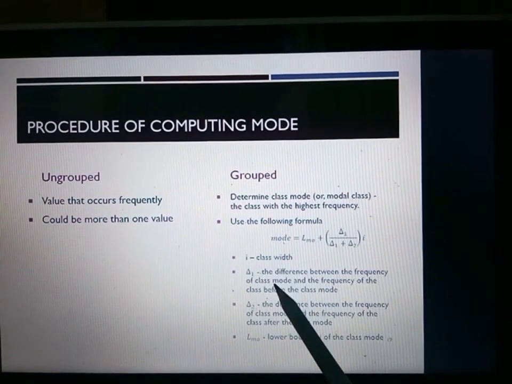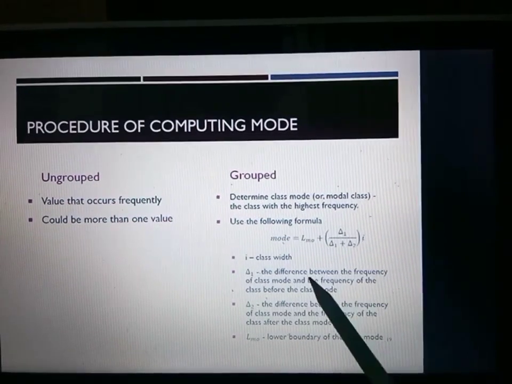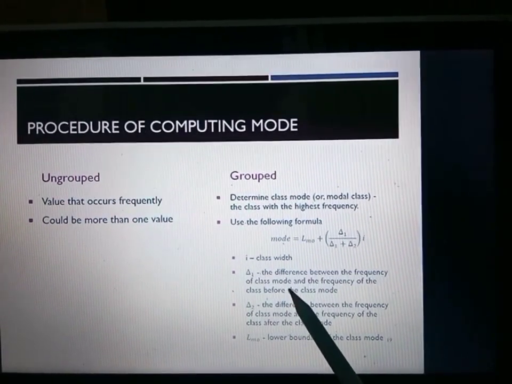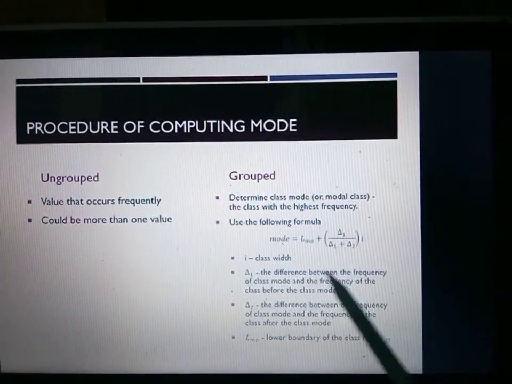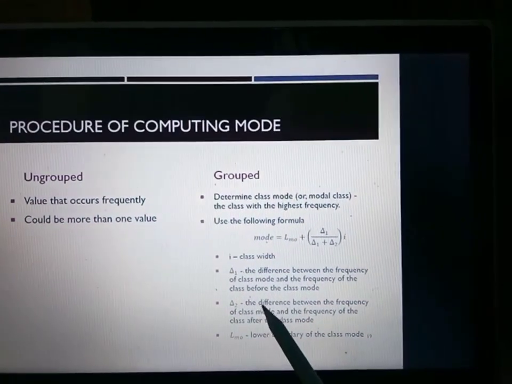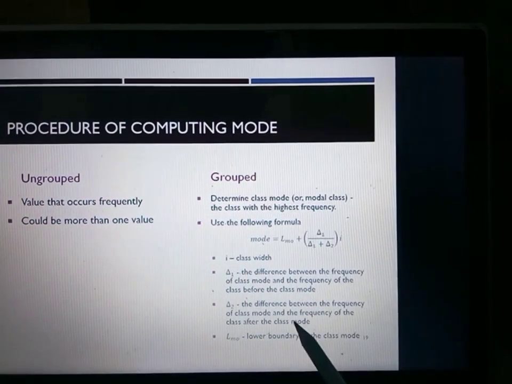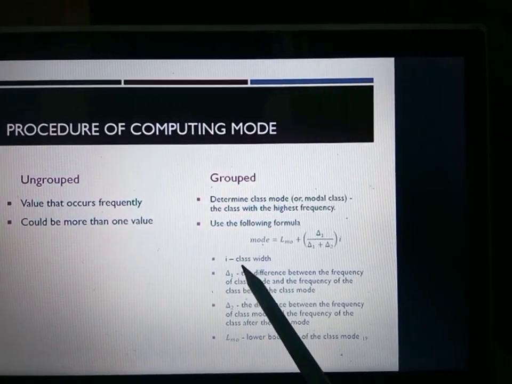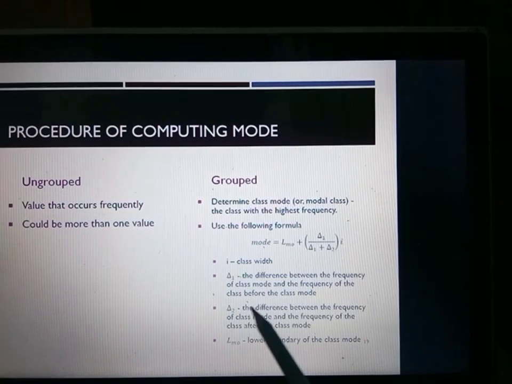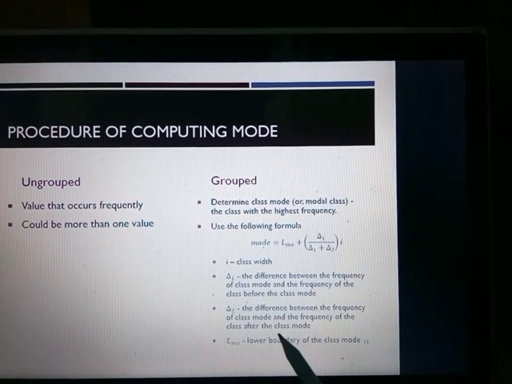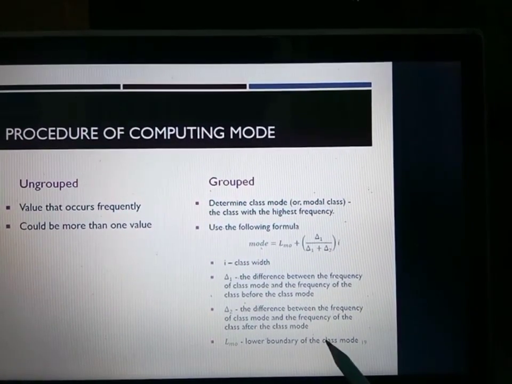So at first we need to identify where the class mode is. Delta 1 is the difference between the frequency of the class mode and the frequency of the class before it. Delta 2 is the difference between the frequency of the class mode and the frequency of the class after the class mode. And LMo is the lower boundary of the class mode.